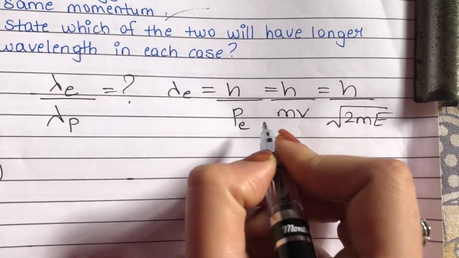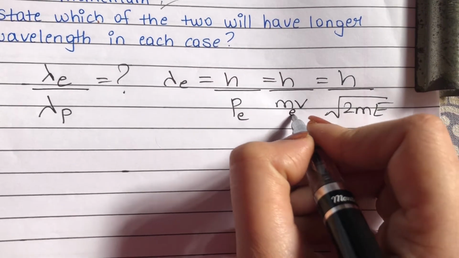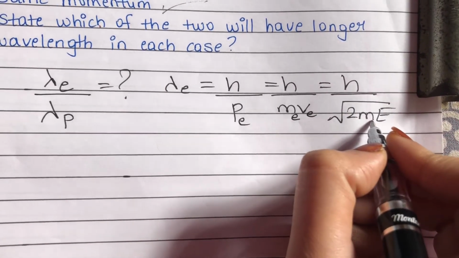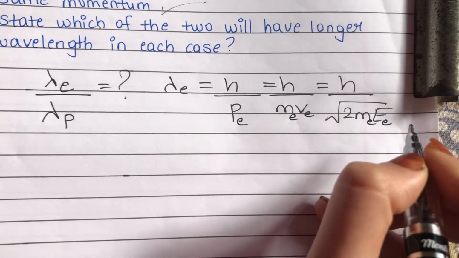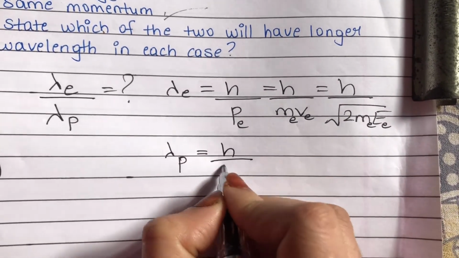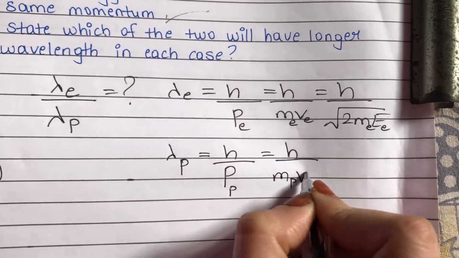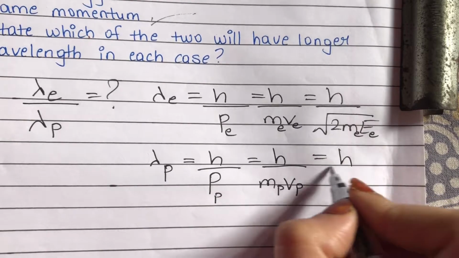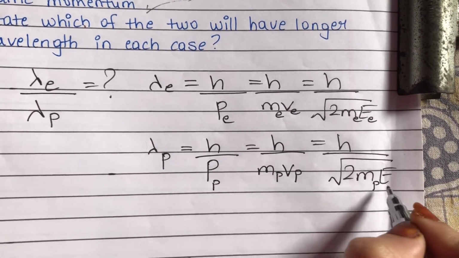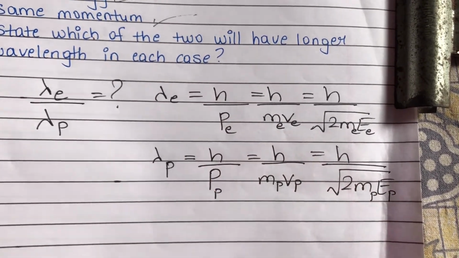This is the momentum of electron. If we are writing in this format, it is mass of electron, speed of electron. Here it is mass of electron, kinetic energy of electron. Let's see for proton: h upon momentum of proton, h upon mass of proton, speed of proton, h upon under root 2mE, mass of proton, kinetic energy of proton. We have these three formulas for de Broglie wavelength.